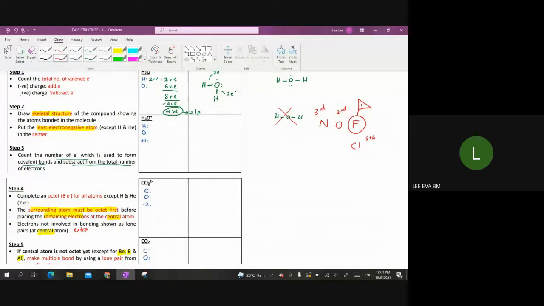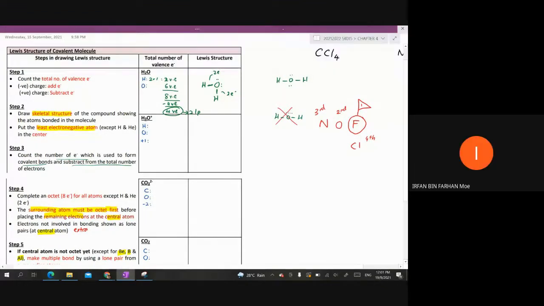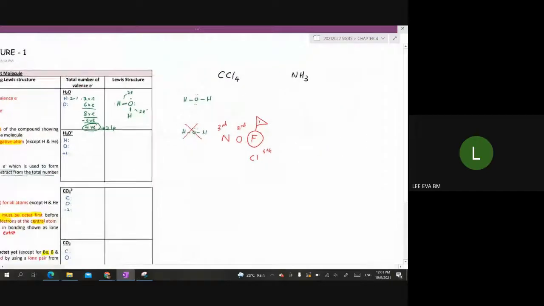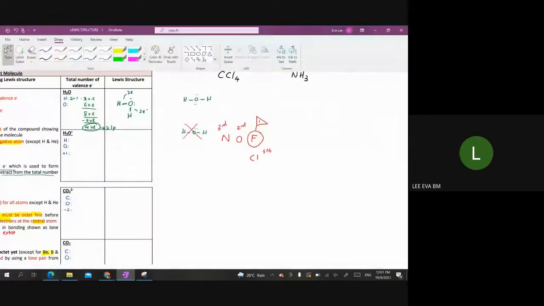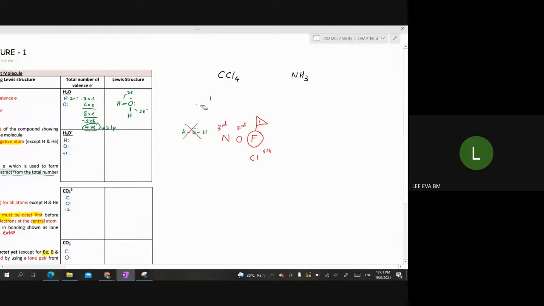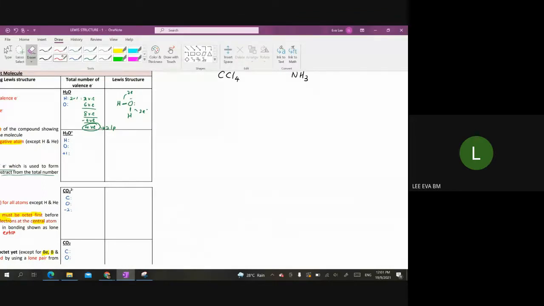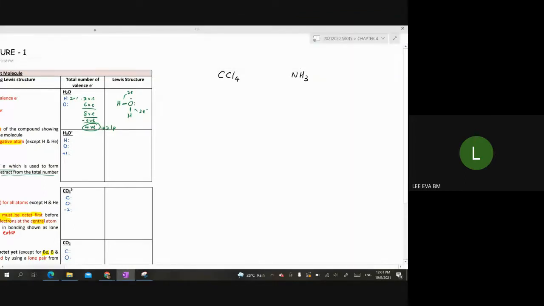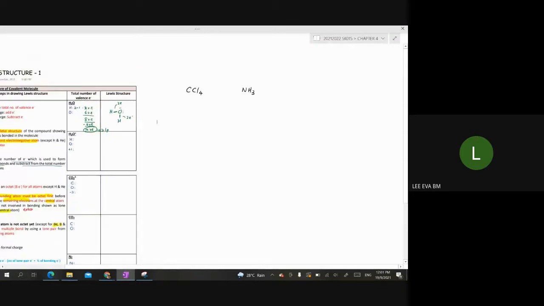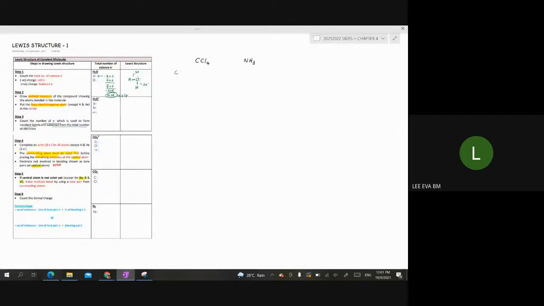Okay, boleh? Boleh. Okay, kita cuba yang lain. Madam bagi yang dekat sini dulu. Untuk CCl4, who is the least electronegative? Kita start dengan Lewis structure, dengan valence electron dulu. Cuba kira kan?